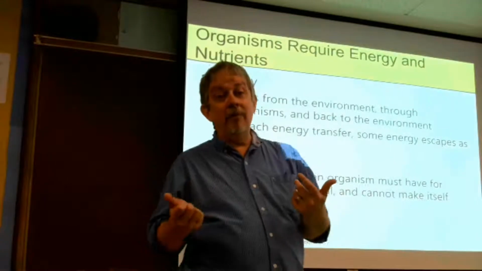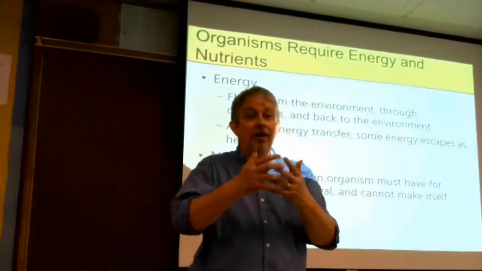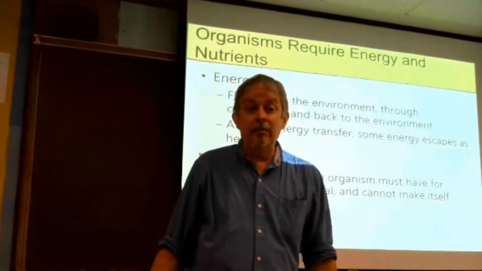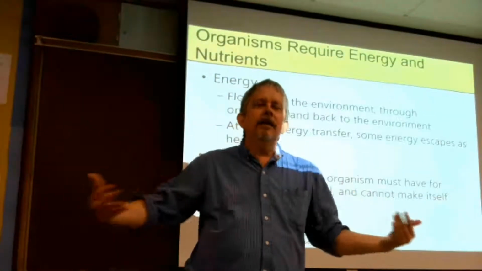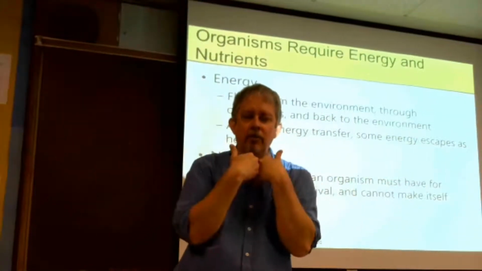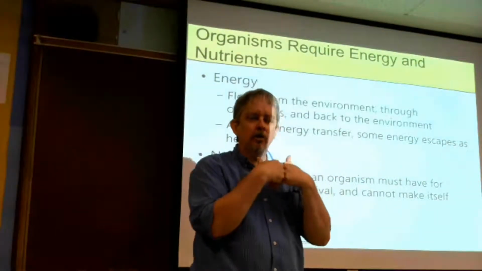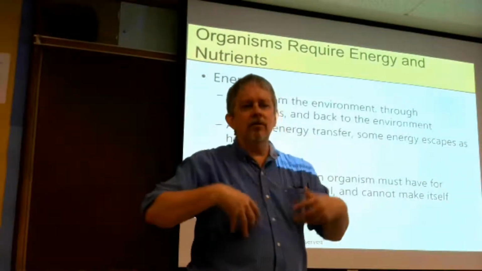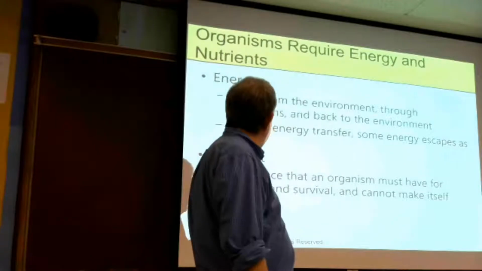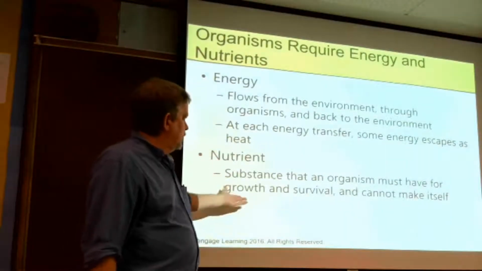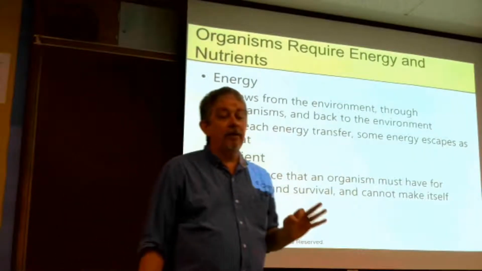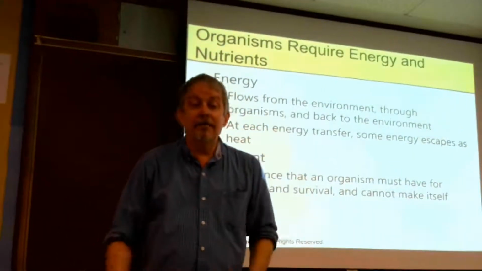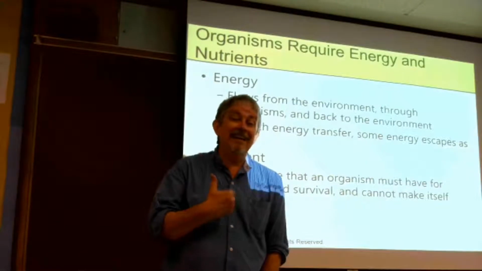So if we had an infrared camera and we could shine it on you, your body would appear to be bright red, most of it, because you are radiating heat. So you're taking energy in through eating sugars and carbohydrates, but you're losing a lot of that as heat. And then nutrients: a substance that an organism must have for growth and survival, but we cannot make it ourselves. There's a lot of nutrients that we need in our diet.